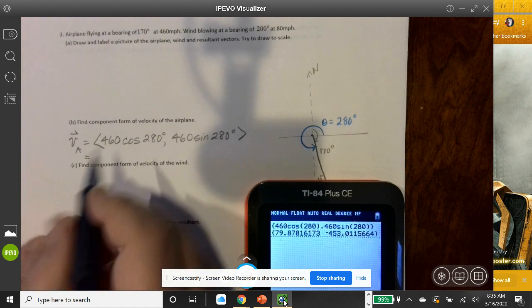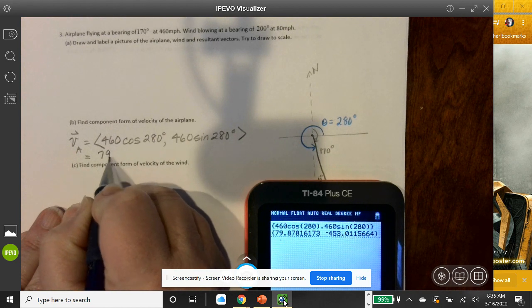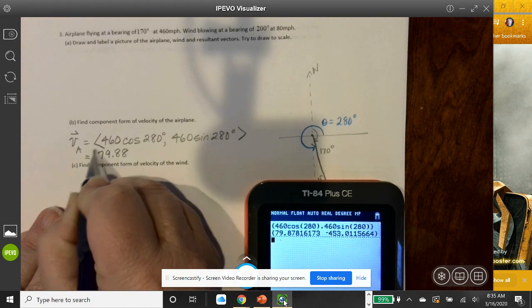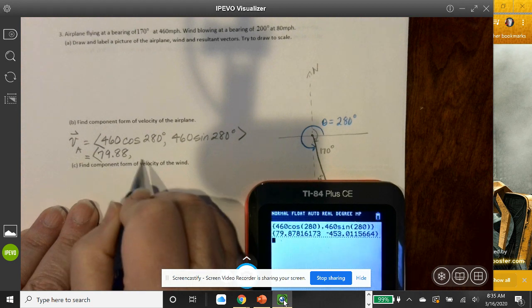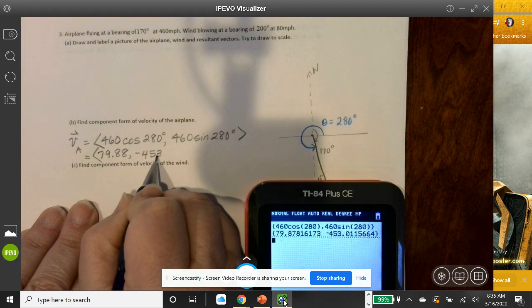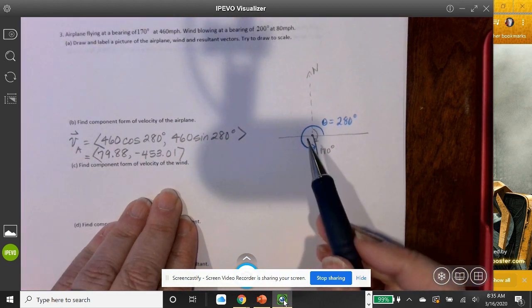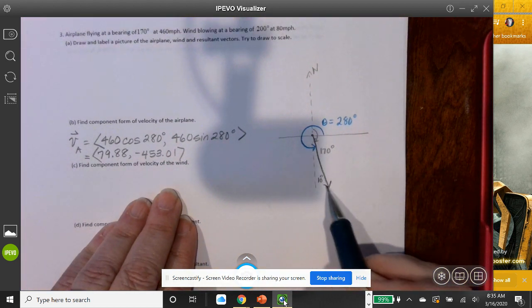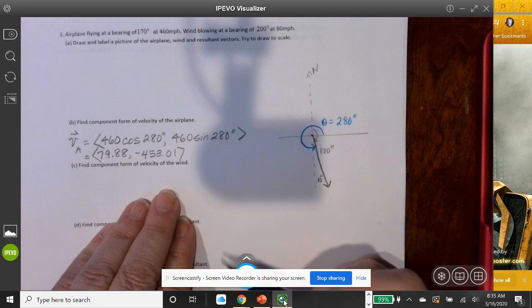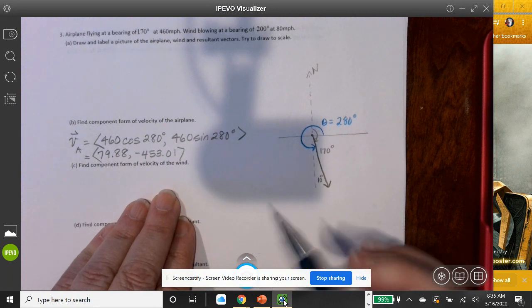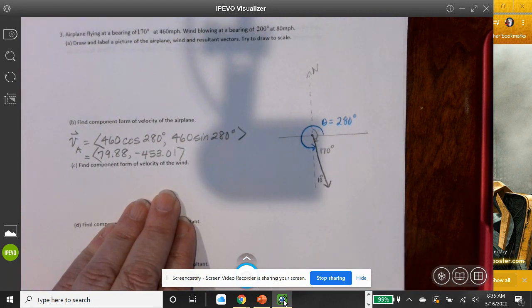There we go, and we get 79.88 roughly, comma, and then negative 453.01. So let's use our number sense. Does that look reasonable that I went over just a little bit and way down on the y? And the answer is yes. Okay, great. So now we're going to do the wind.